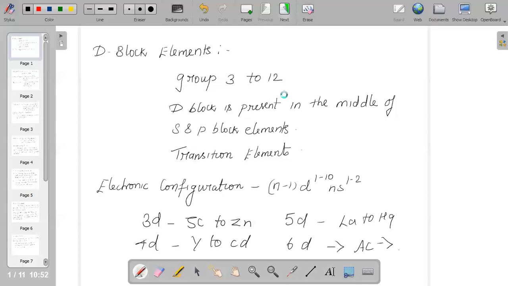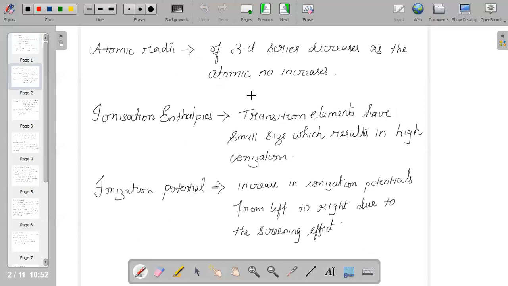It is very important to know that when we are studying D block elements, there is always a comparison of properties such as atomic radii and ionization enthalpy, and we have to compare those properties of the D block elements with any other block. So which properties should we consider? Immediately the first thing that comes to mind is atomic radii.